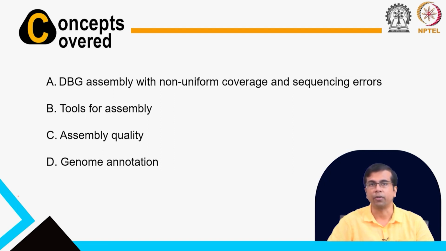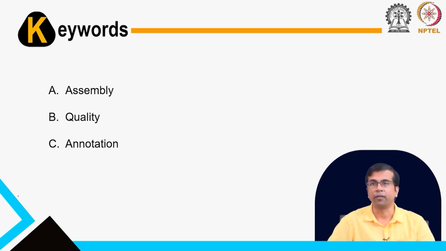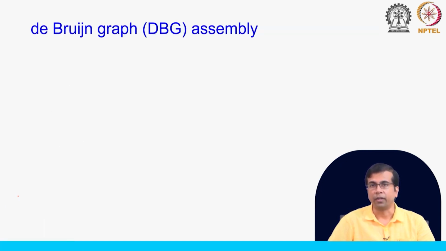I will discuss that, and finally, we will talk about something called genome annotation. Once you have assembled the genome, you want to identify the different features that are within the genome. For example, you want to identify the genes or the coding sequences or exons, introns, etc. So, these will be the keywords for this class: assembly, quality and annotation. Let us begin with the De Bruijn graph assembly.